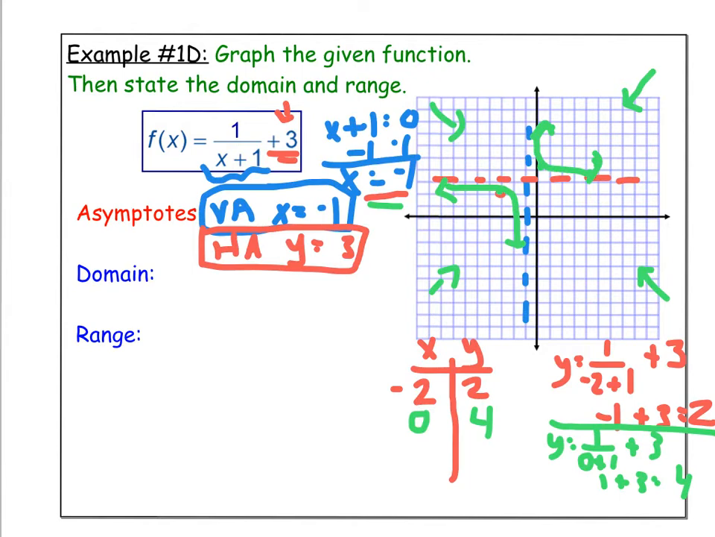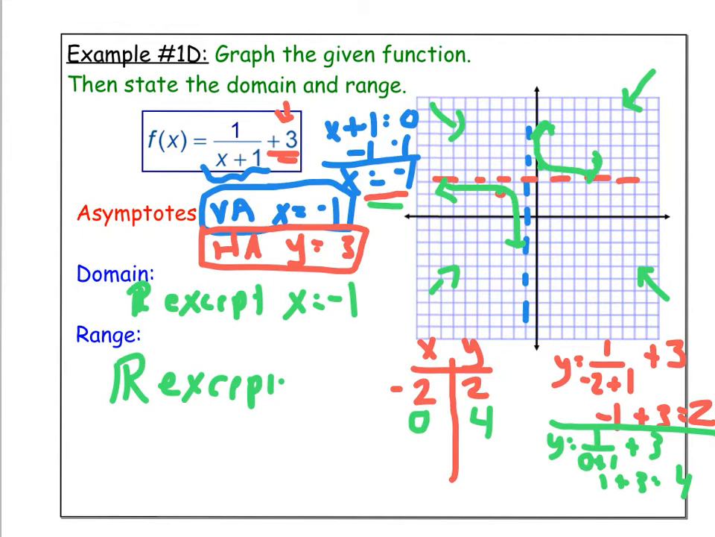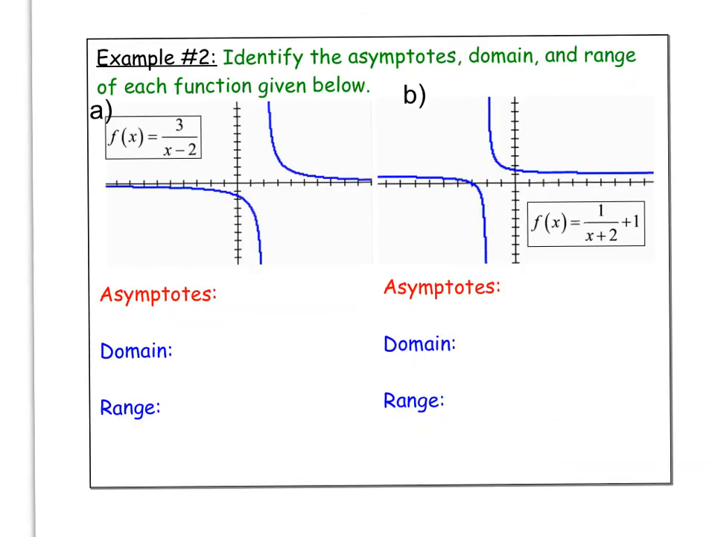Well, what about the domain? The domain is always going to be all real numbers except x can't be, in this case, the asymptote, -1. And for the range, you get all real numbers except the horizontal asymptote, y equals 3. So there you go. There's example 1D.